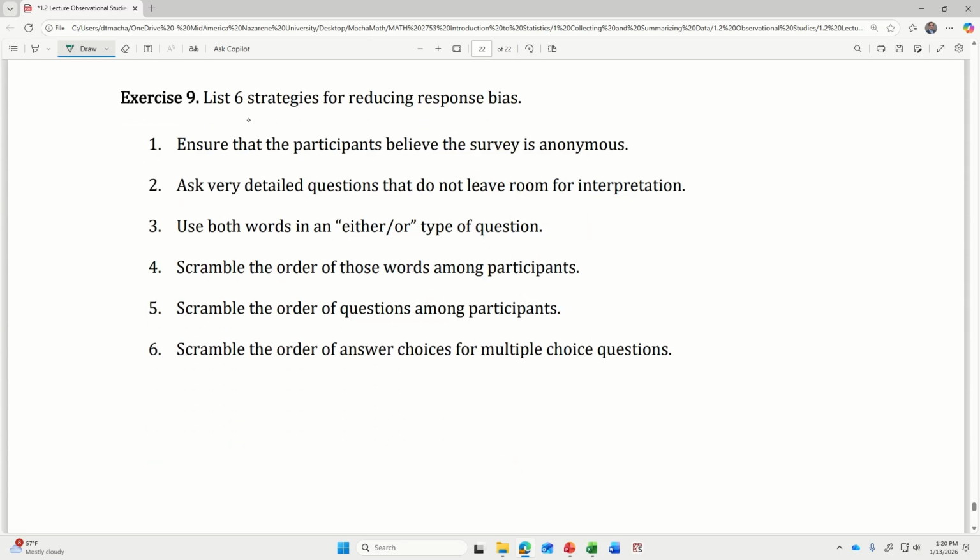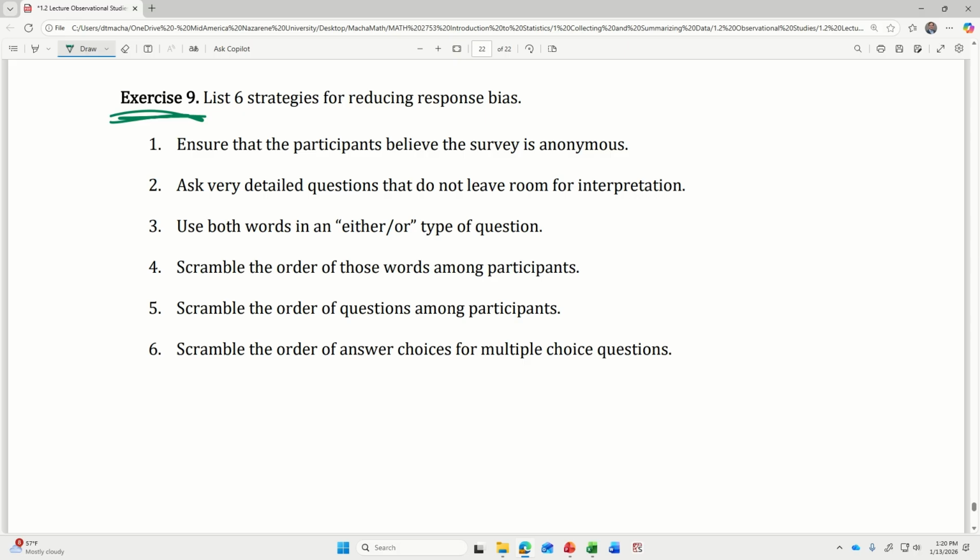And then in exercise 9 on your homework, as you're getting ready for the test, I suggest list 6 strategies for reducing response bias. Here's 6. Ensure that the participants believe the survey is anonymous, because if it's not anonymous, they're going to want to paint themselves in a more positive light. You'll get biased responses. Number 2, ask very detailed questions that don't leave room for interpretation. No vagueness, right? Make sure it's super clear what you're asking.